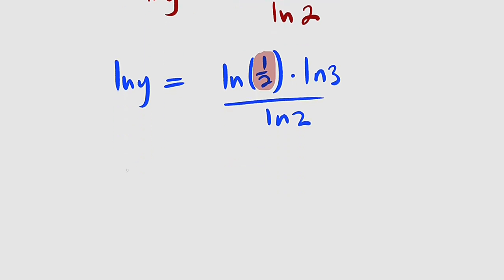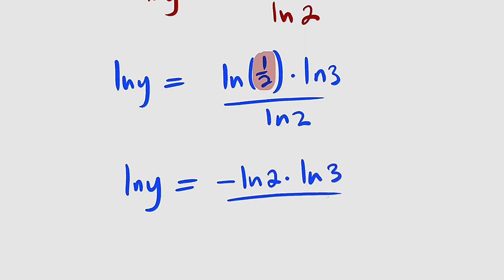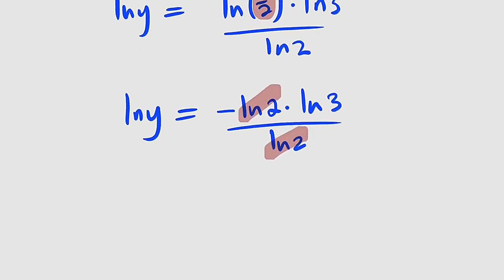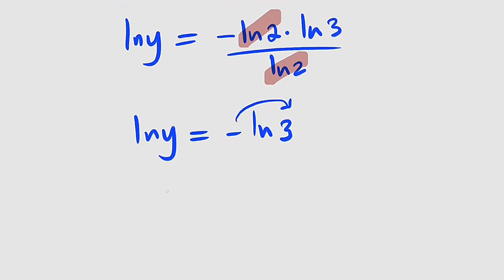So this becomes ln y equal to negative ln of what? 2 multiplied by ln of 3 divided by ln of 2. And from here, this will cancel this. What do we have left? We have ln y equal to negative ln 3. And this negative can serve as a power of 3. So we have ln y equal to ln of 3 raised to the power of negative 1.